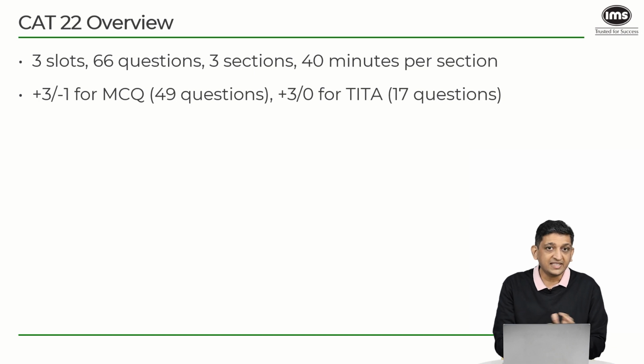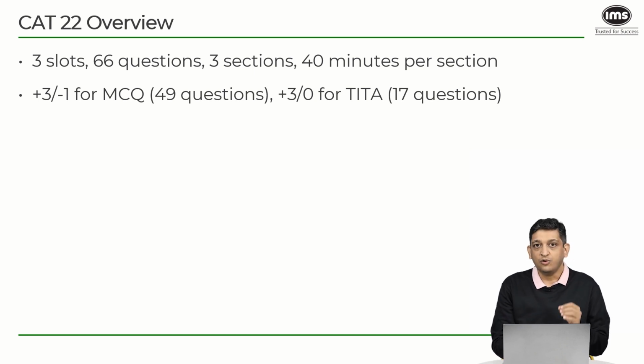Now if you look at the marking scheme for the CAT, you have +3 and -1 for questions that we call MCQs. MCQs are multiple choice questions wherein each question will have 4 options, out of which exactly 1 option is the right answer and the remaining 3 options are incorrect. For selecting the correct answer, you get +3, and for marking an incorrect answer, you get a penalty of 1 mark. So the pattern is +3 -1 for MCQ questions.